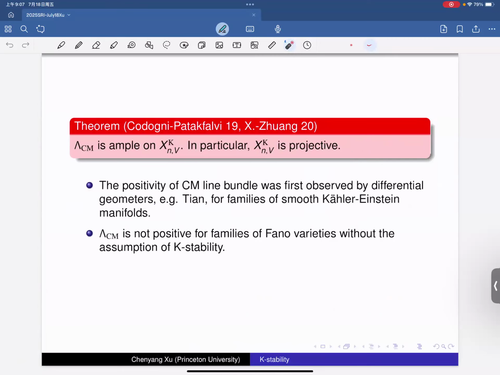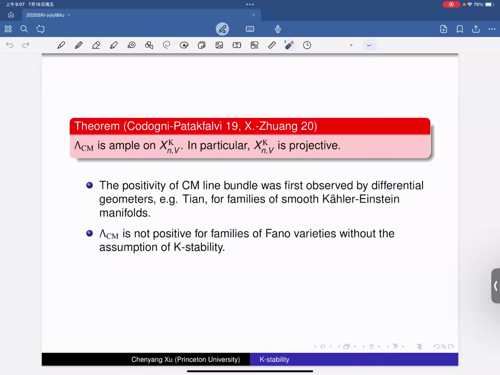Fortunately, we were able to prove this. It's basically a two-part work. First, Codogni and Kefeli made some breakthrough, and then Zichuan and I completed the proof. We show that the same line bundle descended to the K-moduli space is actually ample. Particularly, because yesterday we already showed it's proper, so it's projective.